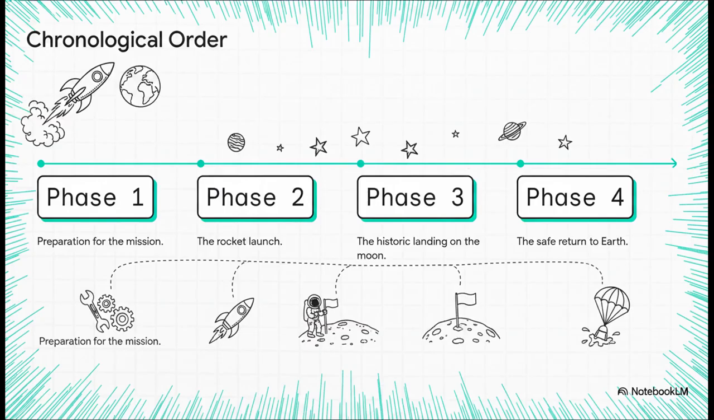For example, if you're writing about a historical event, like, say, the incredible Apollo 11 moon landing, you would for sure use chronological order. You present the events exactly as they happened in time. Phase 1 is the preparation. Phase 2 is the rocket launch. Phase 3 is the historic landing on the moon. And Phase 4 is the safe return to Earth. Imagine if you mixed those up and talked about the return to Earth before the rocket even launched. Your reader would be completely lost. Chronological structure perfectly organizes an event based entirely on time.